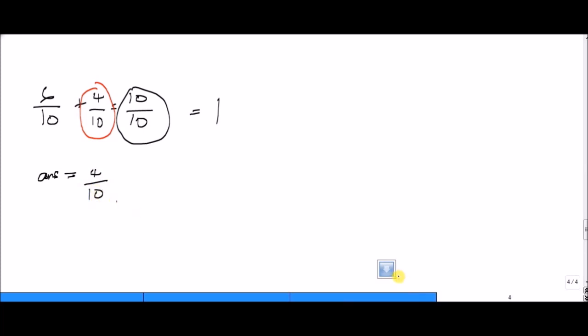Number 3 said, what must be added to 4/9 to make a whole?